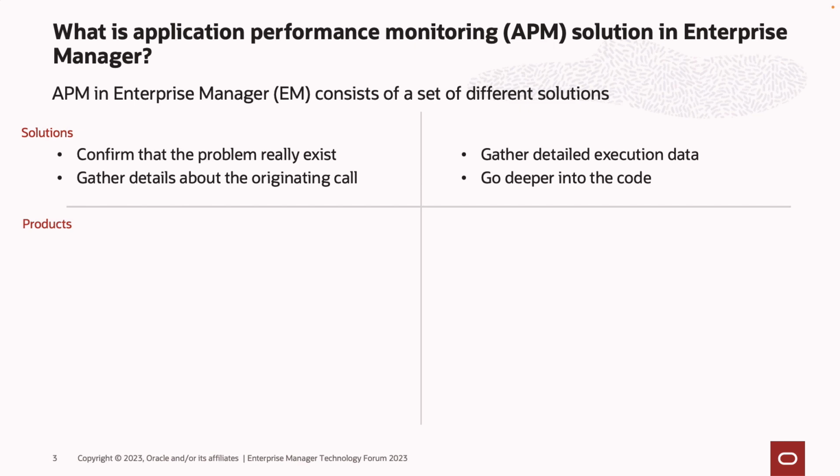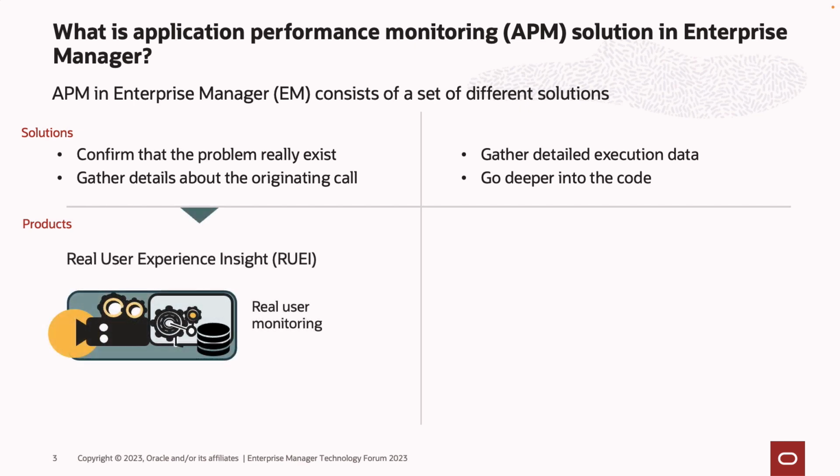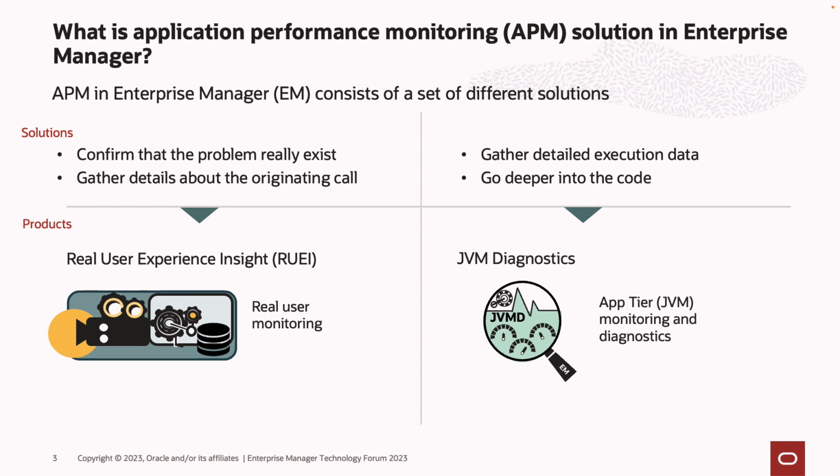The APM solution in Enterprise Manager includes two essential product features: Real User Experience Insight, or RUEI, and JVM Diagnostics. RUEI is a passive network monitoring tool that captures your entire production application traffic. By storing this information in an Oracle database, you can later analyze your customer's experience and confirm the existence of any problems. RUEI is integrated with JVM Diagnostics feature in Enterprise Manager.